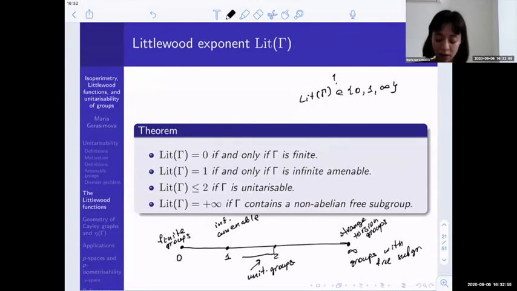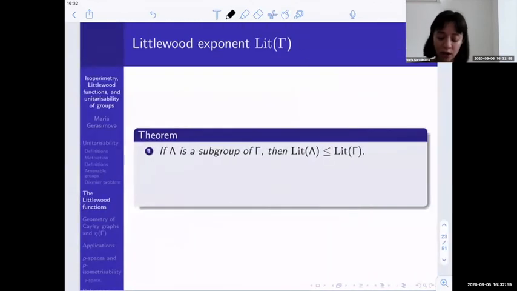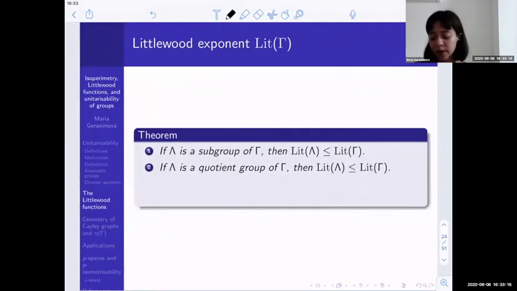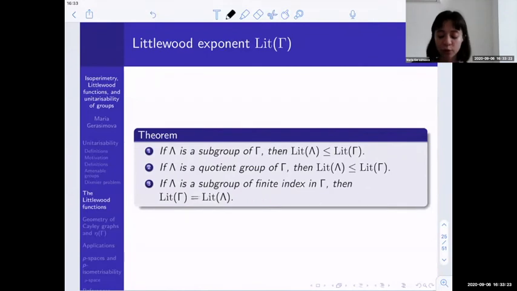But no. I would like to firstly observe how it behaves under taking some group operations, and then I will explain why it is interesting. So first of all, if I have a subgroup, then the Littlewood exponent behaves like this. If I have a quotient group, then we also have an inequality, and moreover, it easily follows from the second part. So if I have a finite index subgroup, then the Littlewood exponents of the group and of this subgroup coincide.